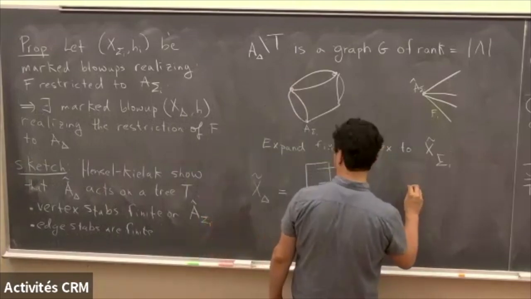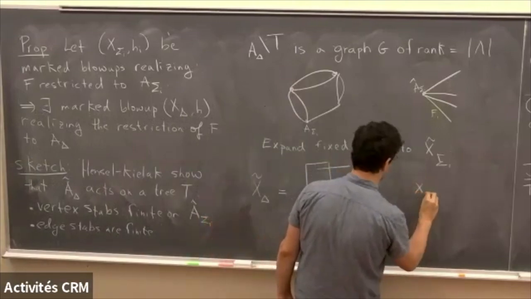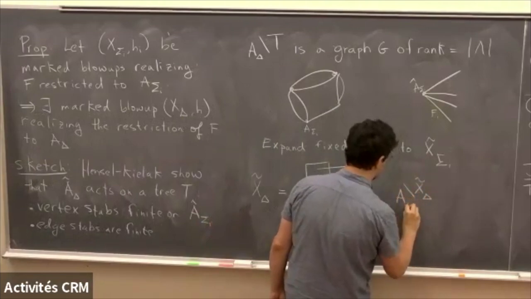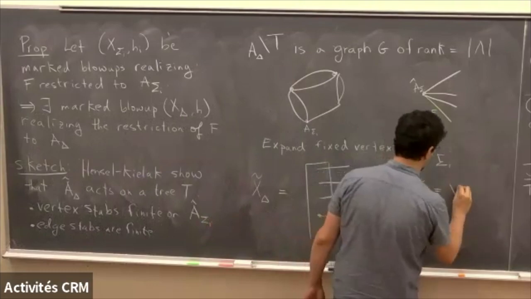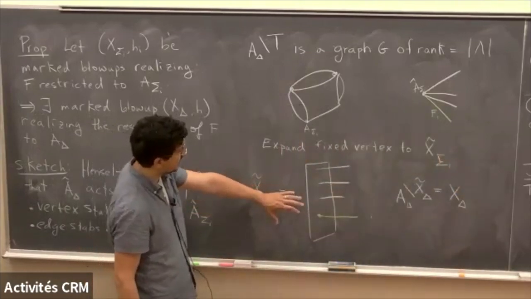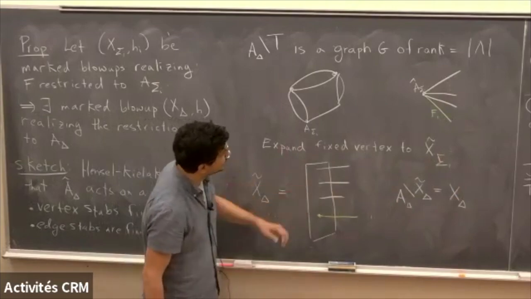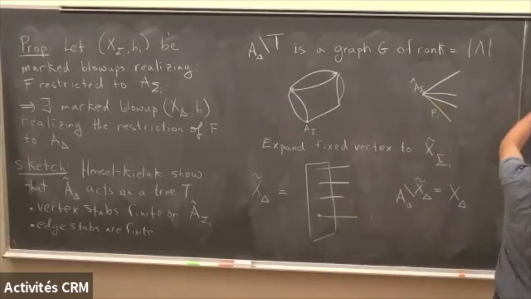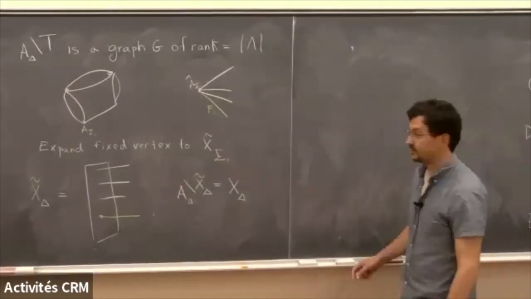And so, right, if you take this X delta twiddle and mod out by A delta, that will be my X delta. It comes equipped with an action of A delta, and that's equivalent to giving my marking, as in the case of the free group. Okay. So what does this thing look like? It's a tree of spaces. Yeah, exactly. It's a tree of spaces.